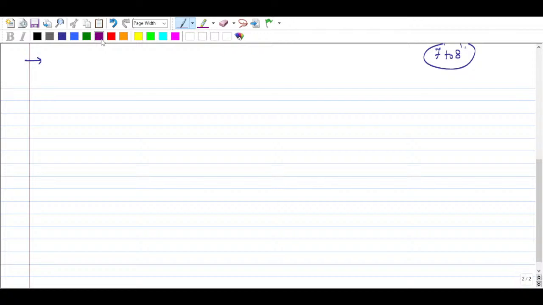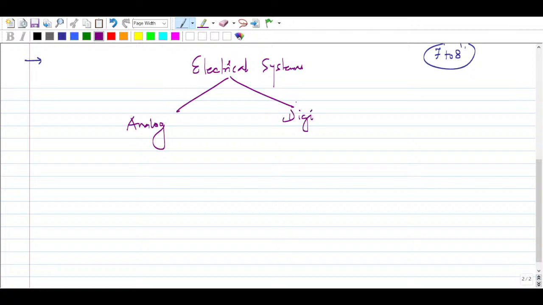So electrical systems, or you can say electrical circuits, are classified as analog systems and digital systems, right? Electrical systems are classified in two categories. One is analog, and one is digital. Our discussion will be revolving around digital only.